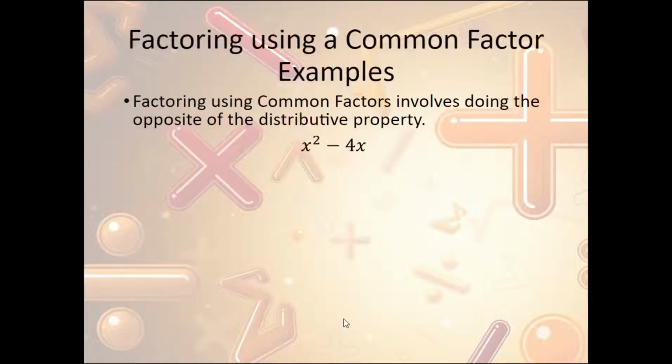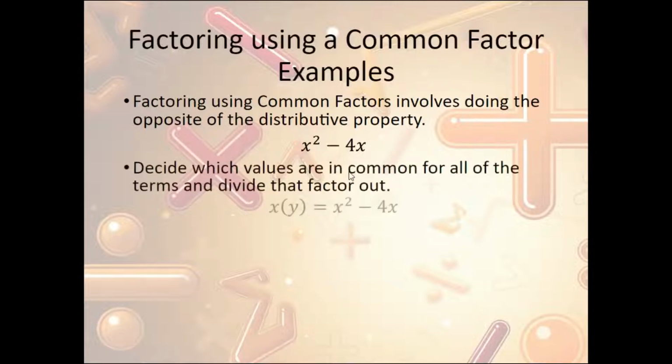So let's look at some examples. So we have x squared minus 4x. So we're looking for something that's in common that we can divide out of both of them. Well, we have an x in both of them, so we could divide that out. So when we do that, we have x times something is equal to x squared minus 4x. Well, we know that we need to pull out an x, so we're going to divide x squared by x. So x squared divided by x is just x. And then negative 4x divided by x is just negative 4. So we get x times x minus 4.